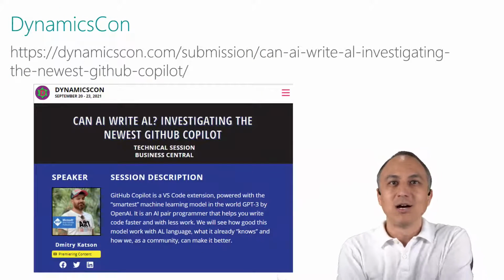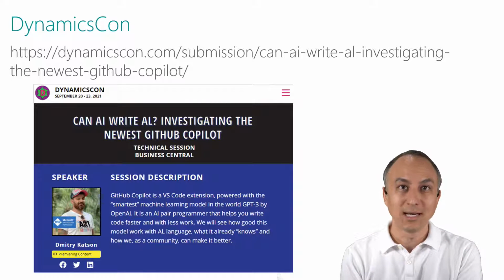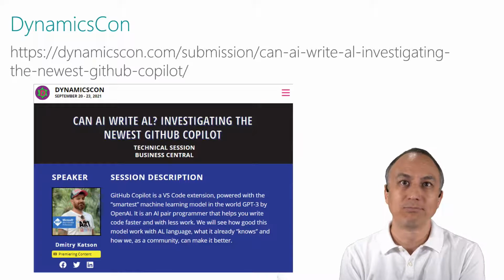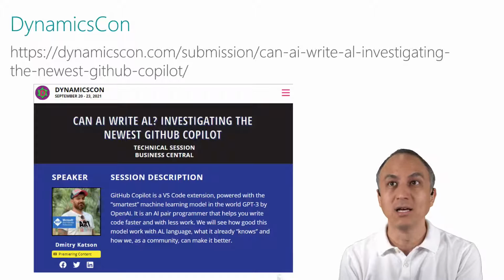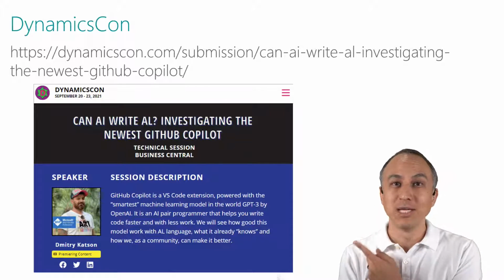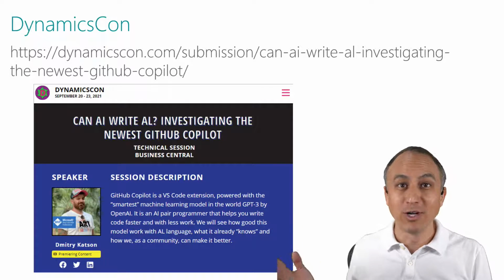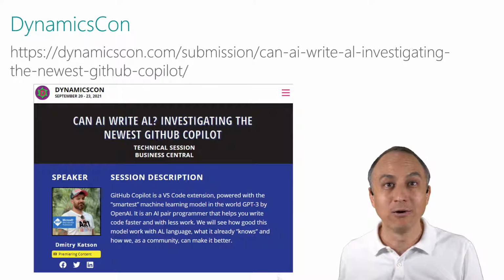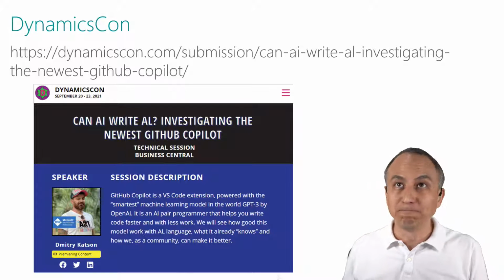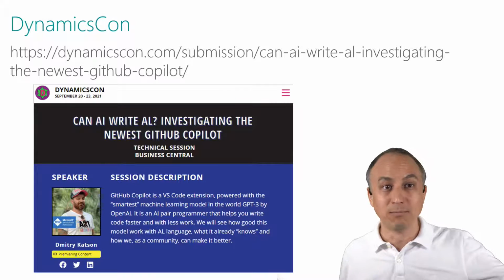Dimitri's DynamicsCon session. And if you weren't aware, you can vote on all the DynamicsCon sessions. This is a community-sourced conference where all of the attendees vote on which sessions they want to see. So check out Dimitri's session on GitHub Copilot. Very cool. I'll be voting for Dimitri's session to learn more about how GitHub Copilot might work with the AL language, because I will take all the help I can get when it comes to AL programming.